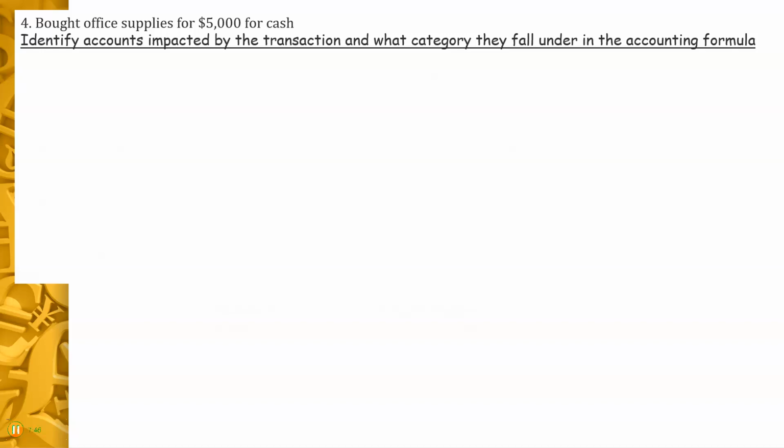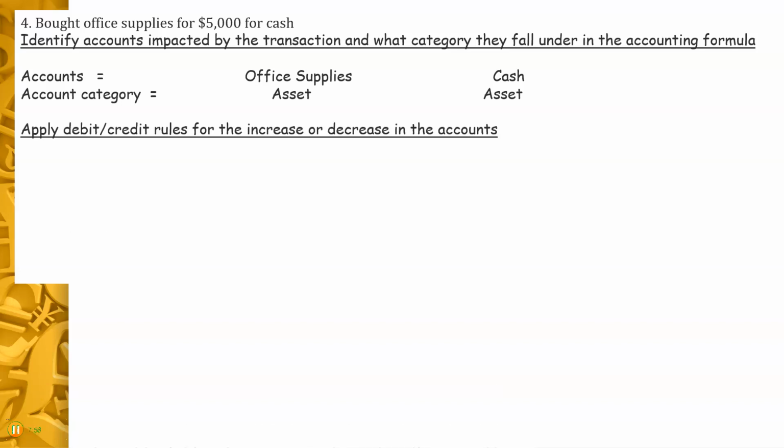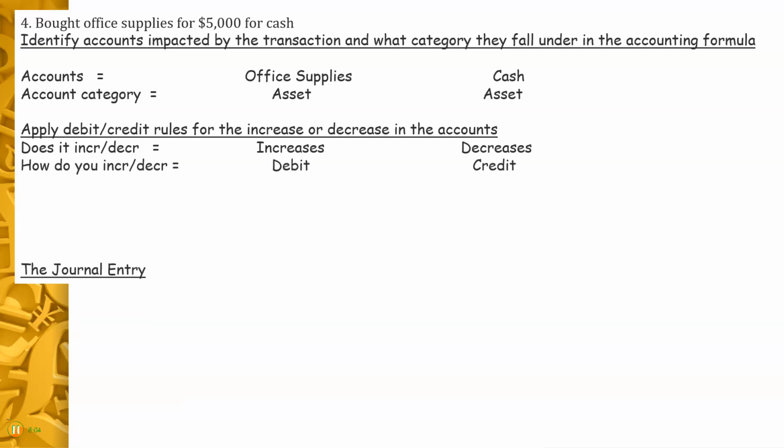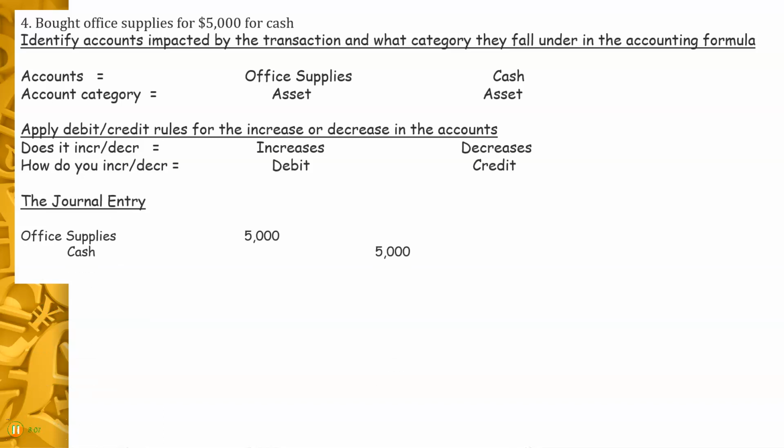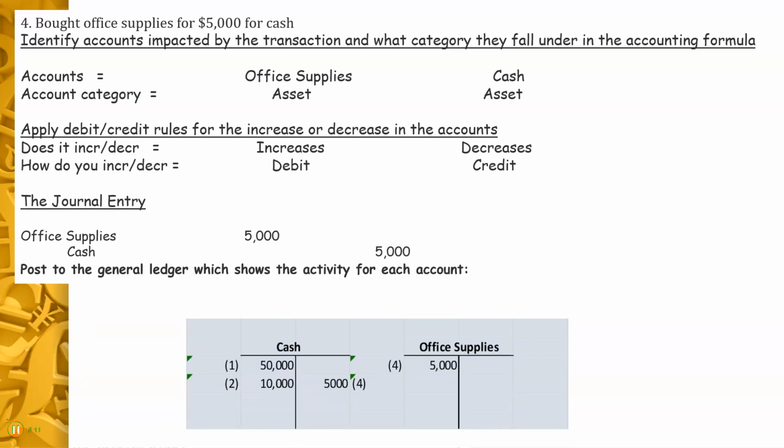Now we bought office supplies for $5,000 cash. Again, we have an asset. Actually, we have two assets. And what we've done in this case is converted one asset to another asset. So our cash went down, but our office supplies went up. And now we have our journal entry. And we're going to post this to our general ledger.